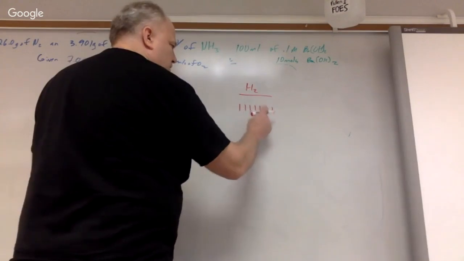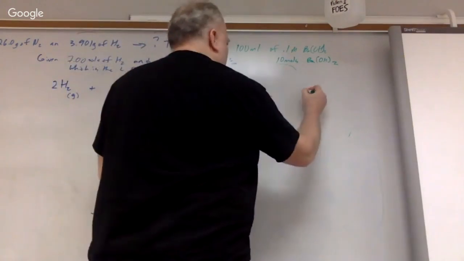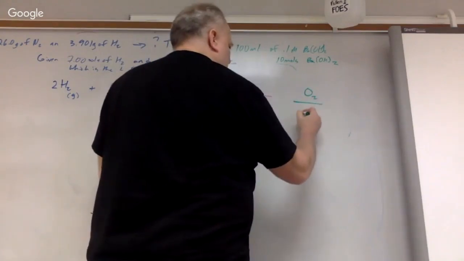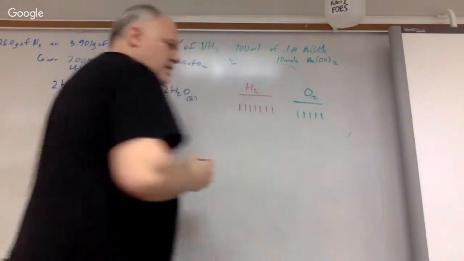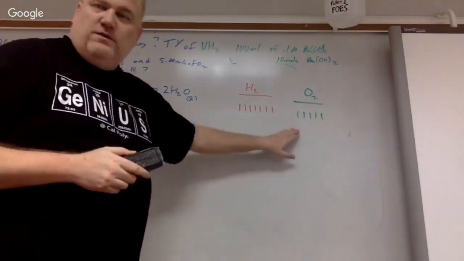1, 2, 3, 4, 5, 6, 7. That's the number of moles of hydrogen. And for oxygen, I have 5 moles. 1, 2, 3, 4, 5. Now, according to my equation, doesn't it say I need 2 moles of hydrogen for every 1 mole of this?